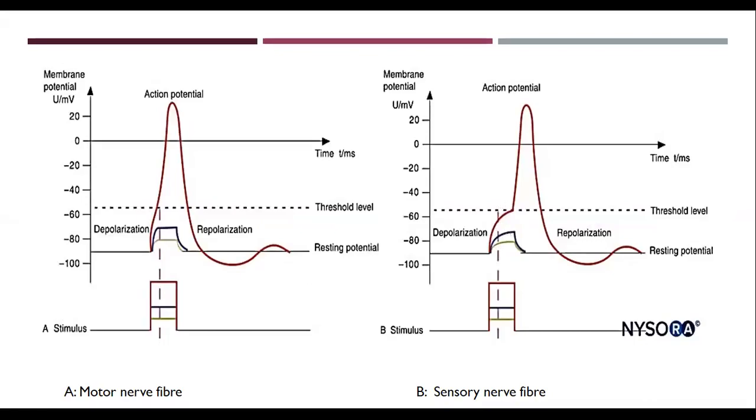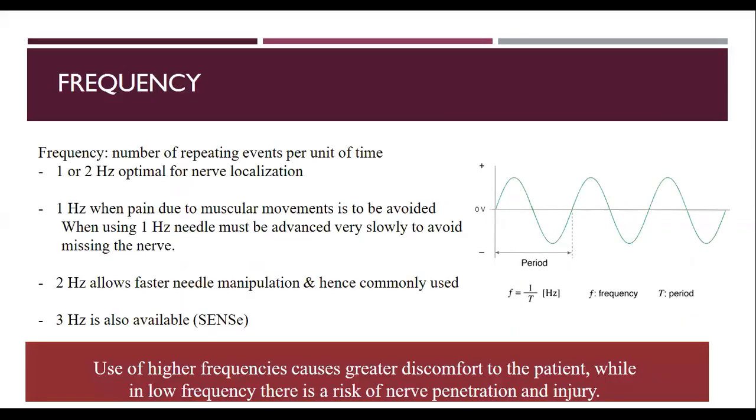And then the threshold level reaches, and then the firing and action potential happens. Coming on to the frequency, frequency is defined as the number of repeating events per unit of time. 1 or 2 hertz is the optimal for nerve localization. 1 hertz is used when pain due to muscular movements is to be avoided. When using 1 hertz, needle must be advanced very slowly to avoid missing the nerve. 2 hertz allows faster needle manipulation and hence commonly used.